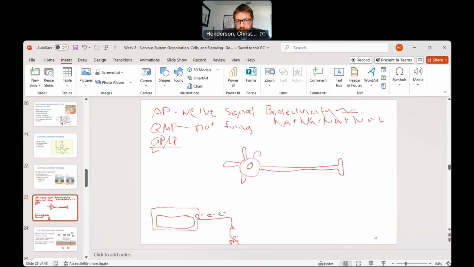Drawing our nerve here, right? All right. So we're trying to get a flow of ions down this axon of sodium ions. That is the goal here. There are a bunch of steps that we've got to go through to get us there, but there are some things that we have to discuss prior to that.